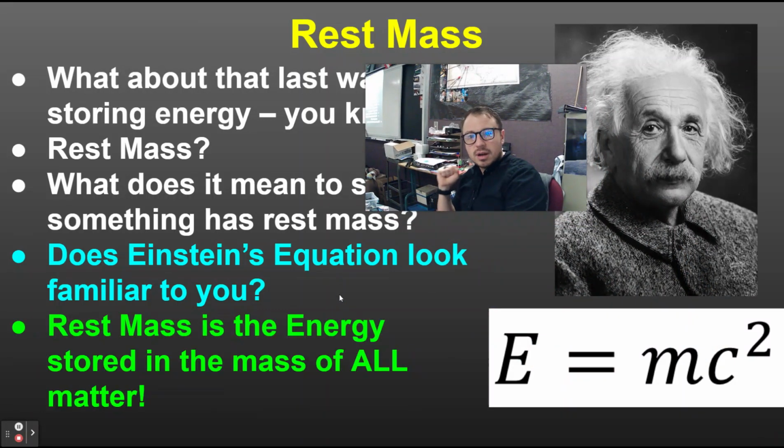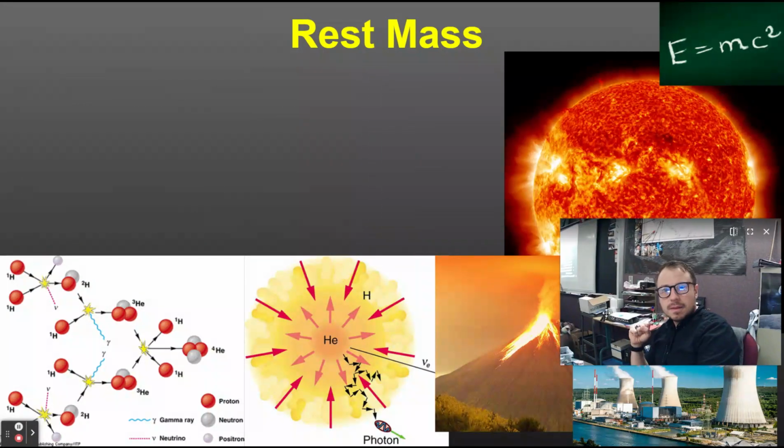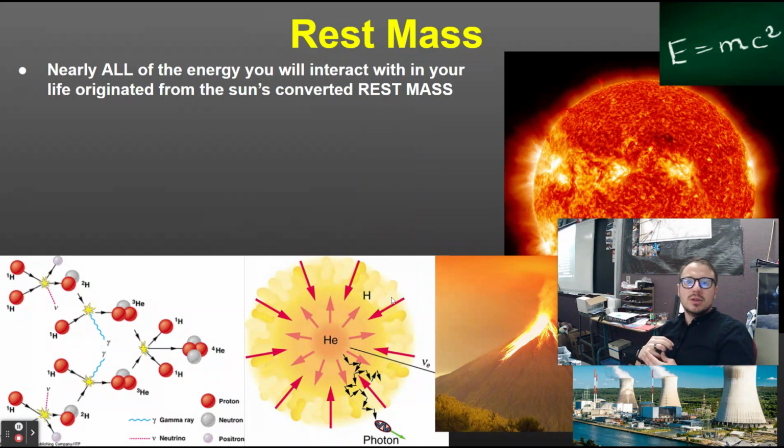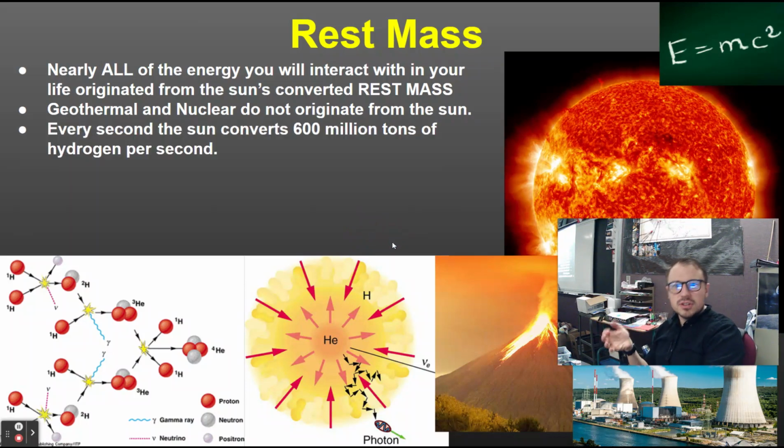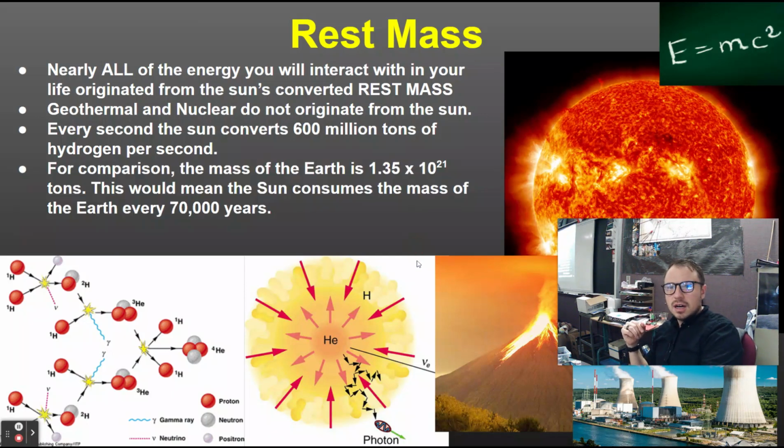E equals mc squared. Rest mass is the energy stored in the mass of all matter. So nearly all energy that you will interact with in your life originated from the sun's converted rest mass. So geothermal and nuclear do not originate from the sun. Every second, the sun converts 600 million tons of hydrogen. For comparison, the mass of the Earth is 1 times 10 to the 21st tons. This would mean that the sun consumes a mass of Earth every 70,000 years.